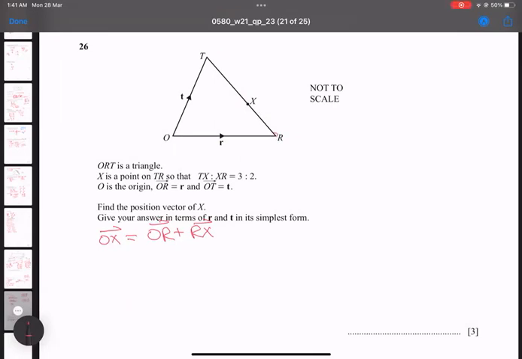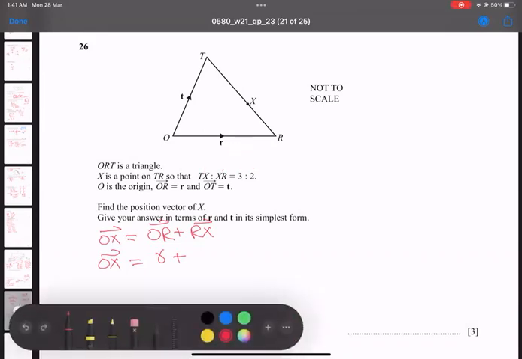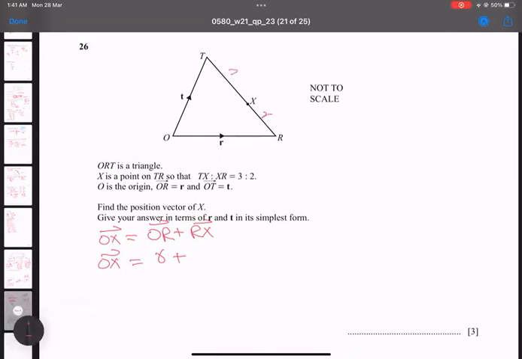Look at here. I'm going to say that O to R equal to small r. Small r comes here. So here, this is not trouble. So I can say that OX is equal to small r plus. But the issue now is RX. You don't know what RX is, but RX ratio is 2 and TX ratio is 3. So have a look. This I'm writing 2 and this I'm writing 3.